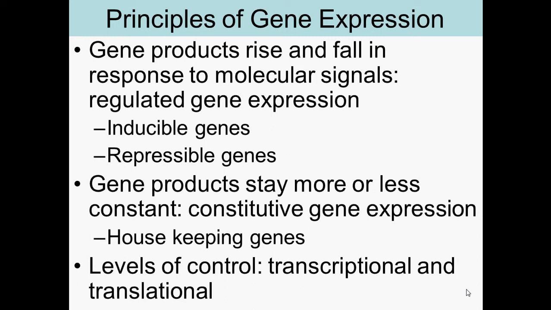And repressible genes, they're on all the time, such as the housekeeping genes or the constitutive genes. So they keep on making them, and then they're repressed whenever there's too much of it. The constitutive gene expression stays more or less constant. So there's two levels of control: transcriptional control and translational control.